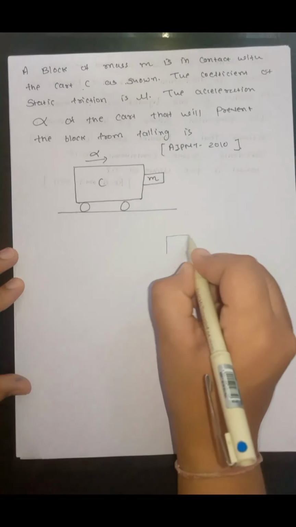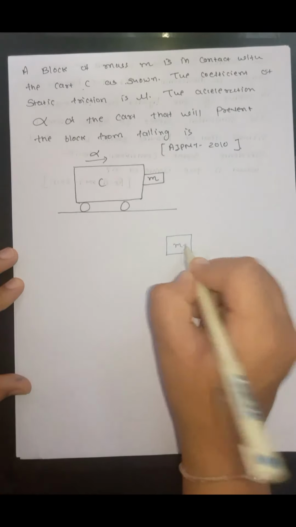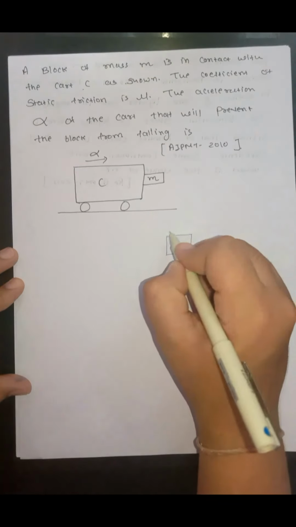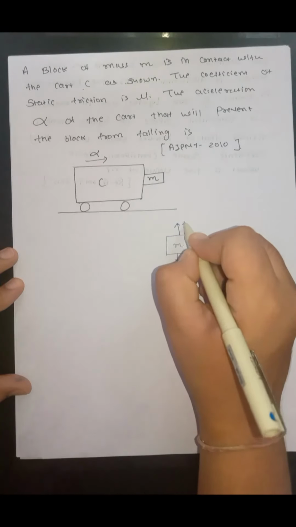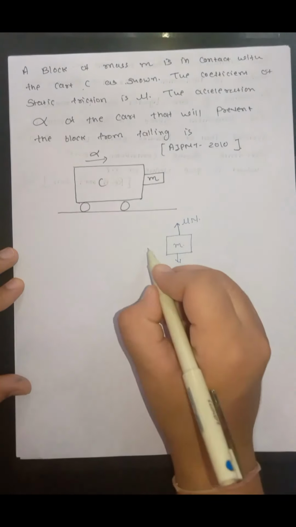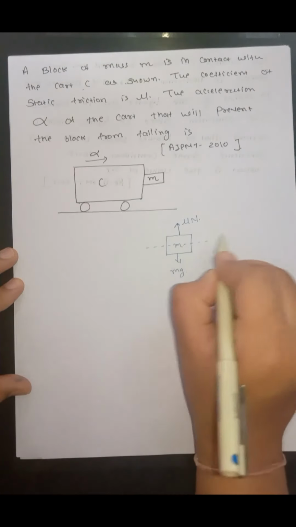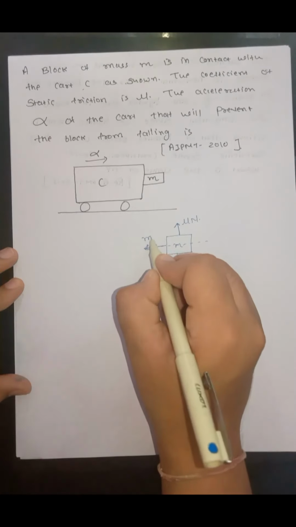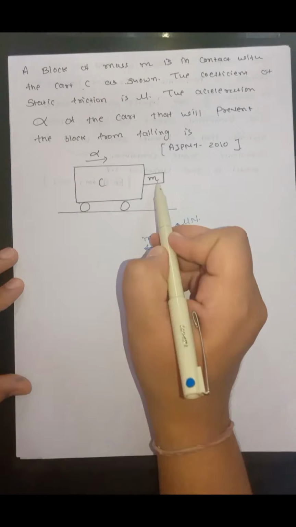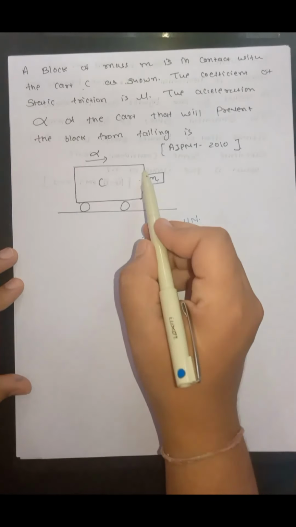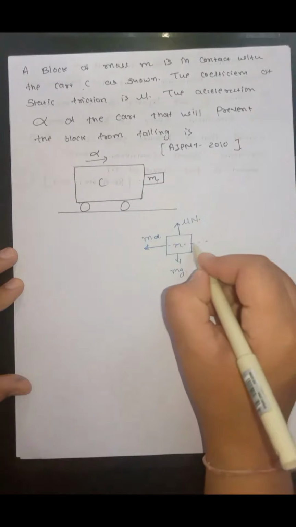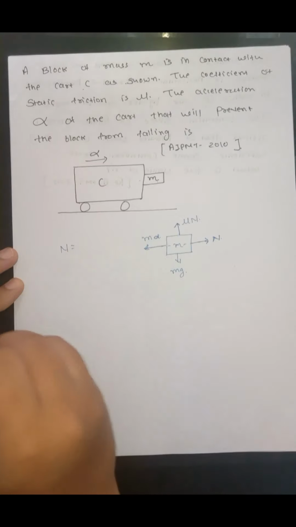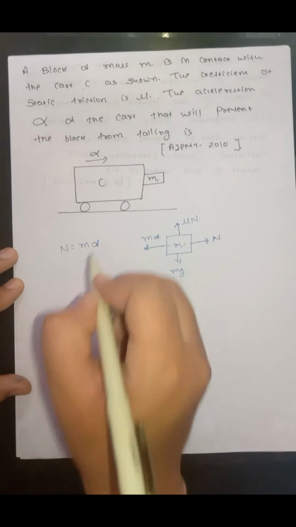So if we draw the free body diagram of block M, then in the downward direction force mg will act. Due to that, in the upward direction frictional force will act, that is equal to normal reaction. The cart is accelerating in this direction, so the pseudo force is applied in this direction, that is m alpha. So the block will apply the force of m alpha on the wall of cart. So wall will also apply some normal reaction. From this we can write normal reaction is equal to m alpha.